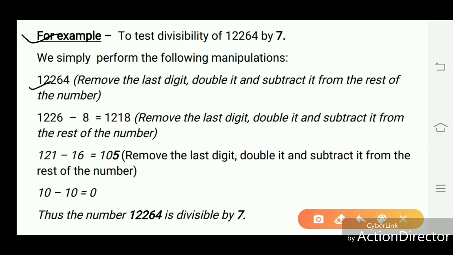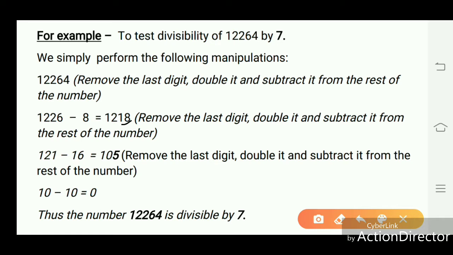12,264. Here, remove the last digit, double it, and subtract it from the rest of the number. The last digit is 4, and when we double it, meaning multiply by 2, it gives 8. And the rest of the number is 1226, so we write here 1226. When we subtract 8 from 1226, it gives the difference 1218. So here we repeat the same procedure.